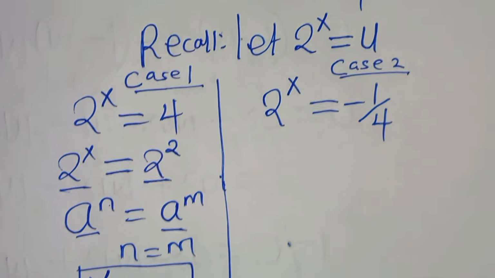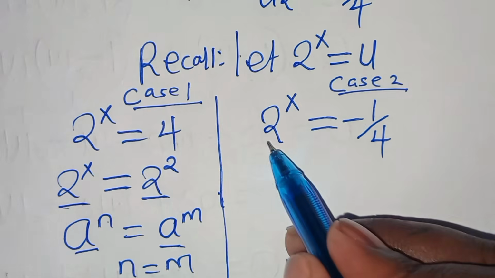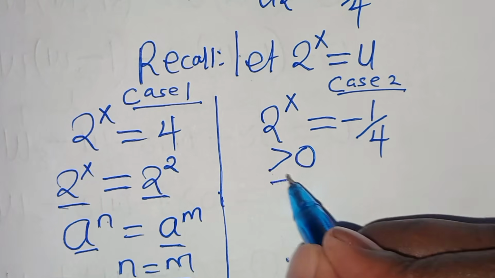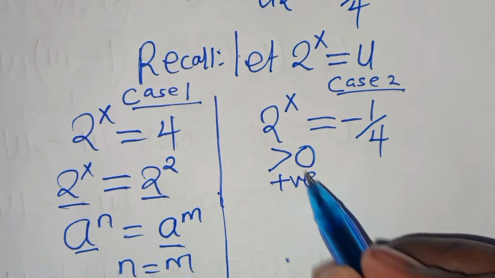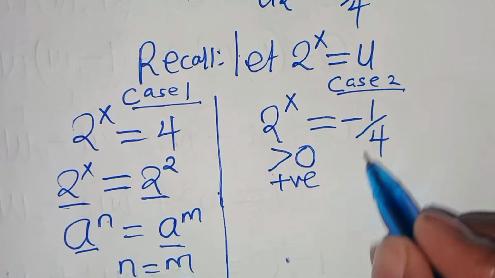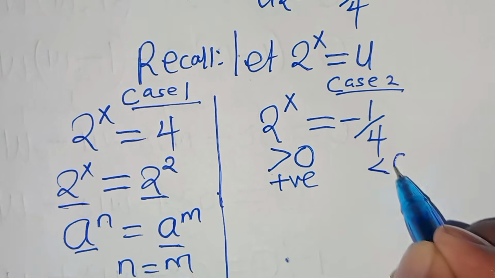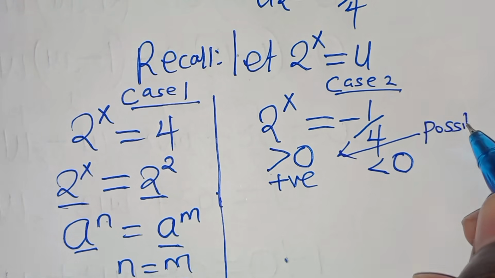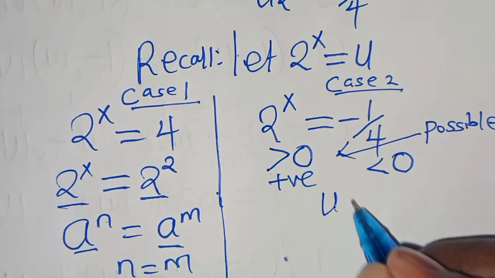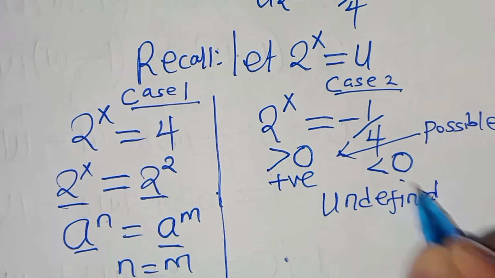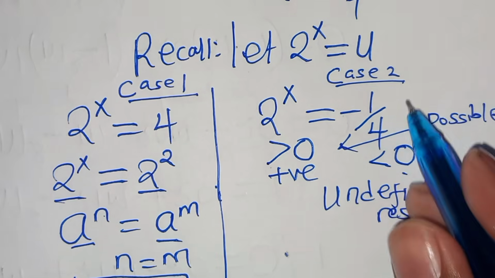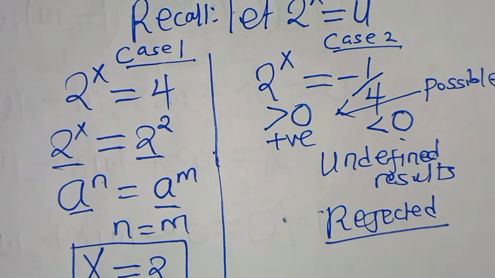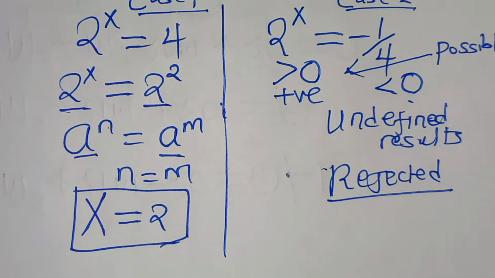Now, let's proceed to case 2. We have that 2 to the power of x is greater than 0. Remember, we have a positive value here. 2 raised to any value is a positive value, but we have minus 1 over 4, which is less than 0. So this is not possible to solve for the value of x. In other words, we will have an undefined result, and therefore the second case is rejected. Now, we have the value of x equal to 2.